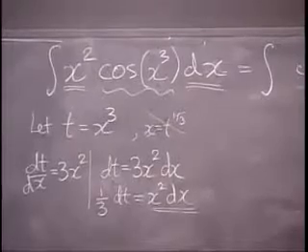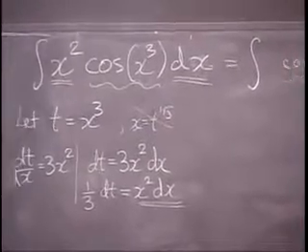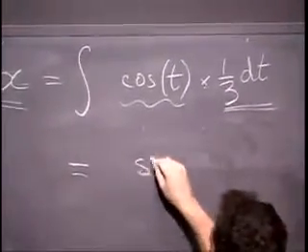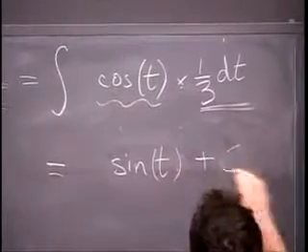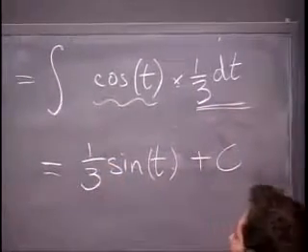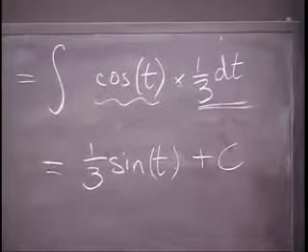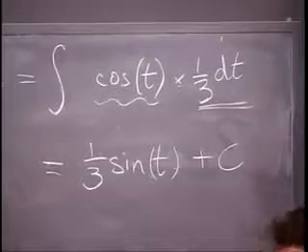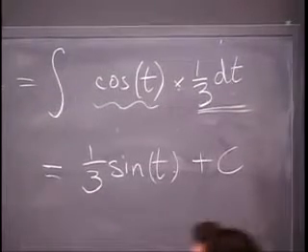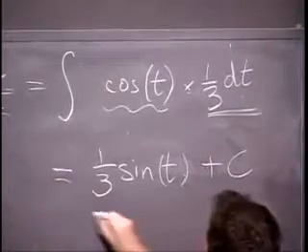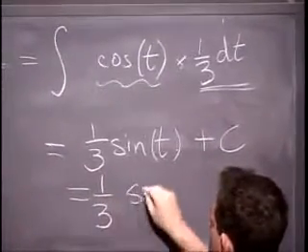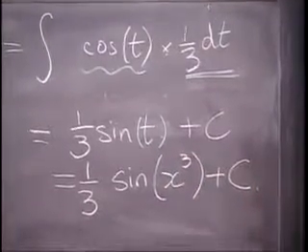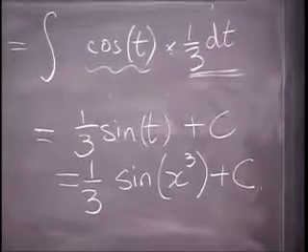We're now in the realm of t, not the beverage. The integral of cosine t dt is just sine t plus a constant. And we have this factor of 1/3 that just comes out the front since it's a constant itself. This is not the final answer because you cannot stay in t land. You have to go back to your roots in x land. And so we're going to replace t by x cubed again. Done. 1/3 sine x cubed plus c.